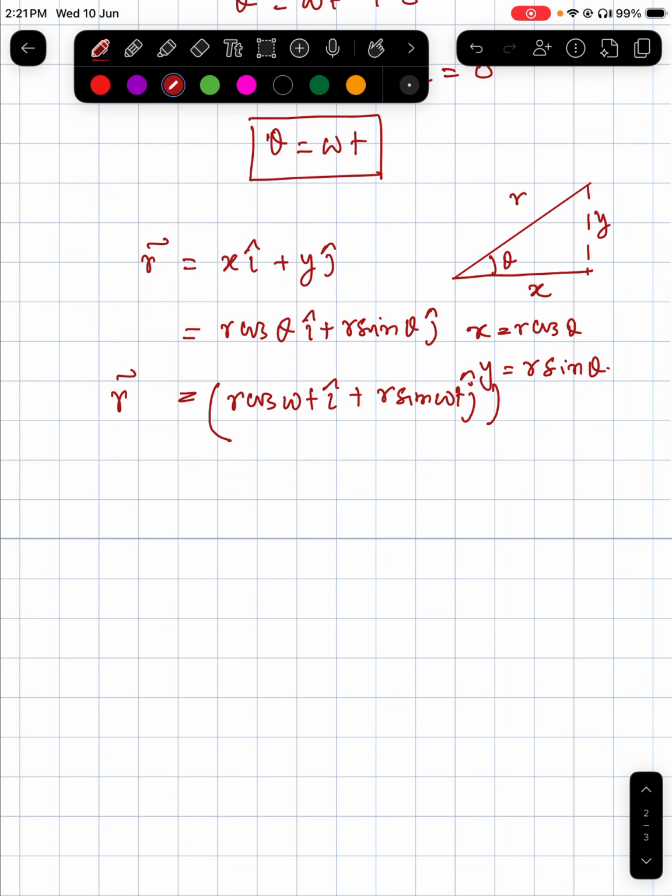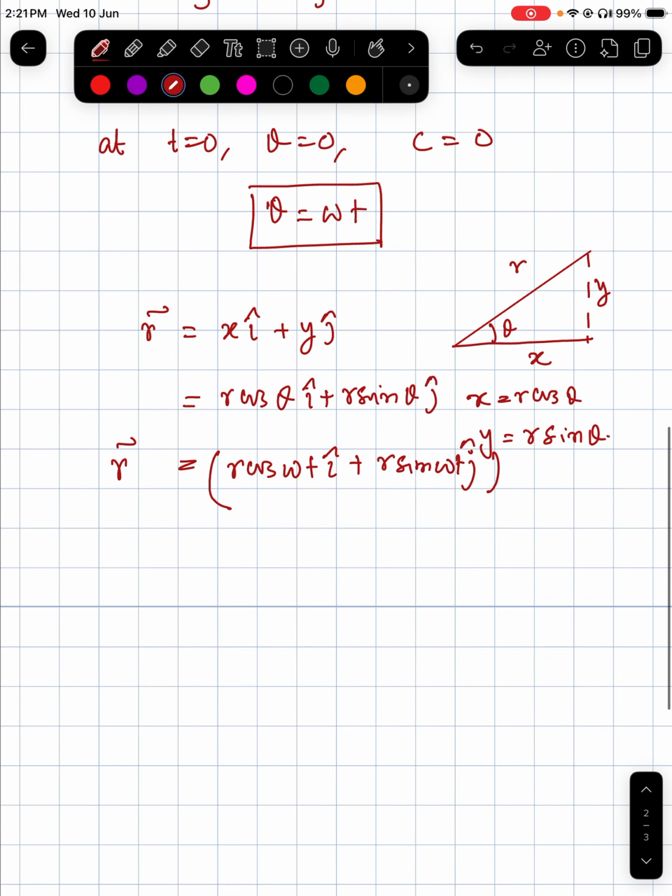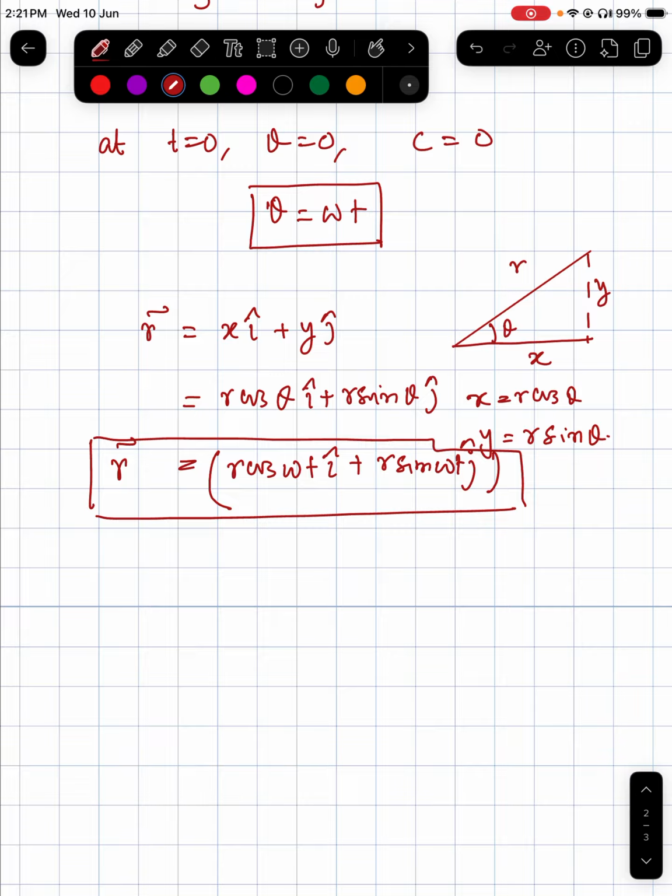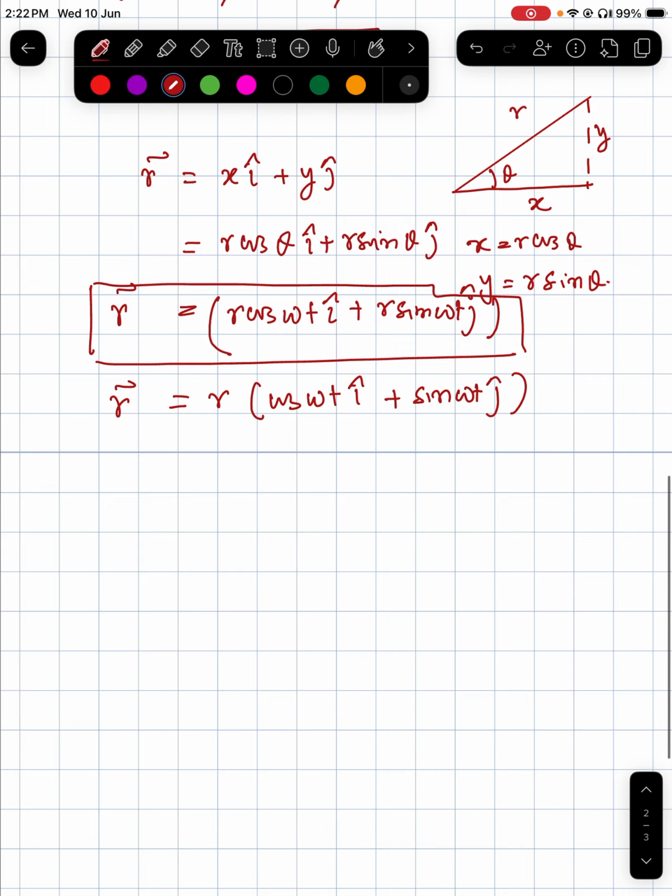I think it is now clear that we have found the position vector of the particle moving in a circular orbit with uniform speed, or uniform omega. Good. Since the radius r is constant, I am taking r common, so that it becomes r times cos omega t i cap plus sin omega t j cap. So this is the vector r. Now we are ready.